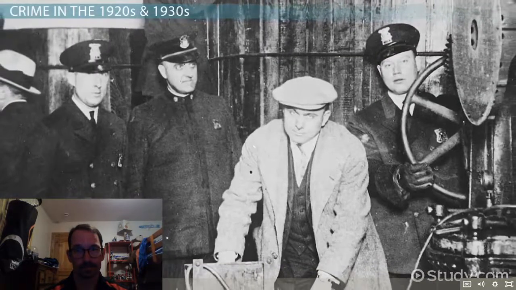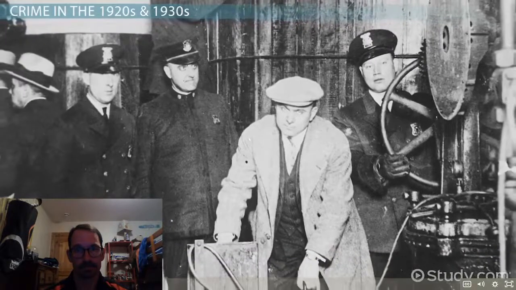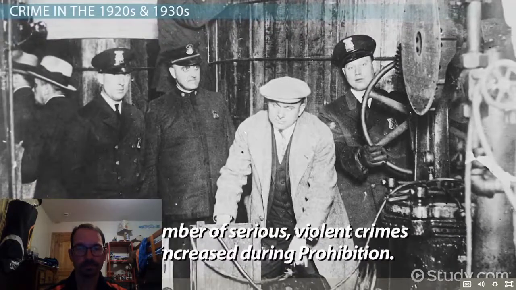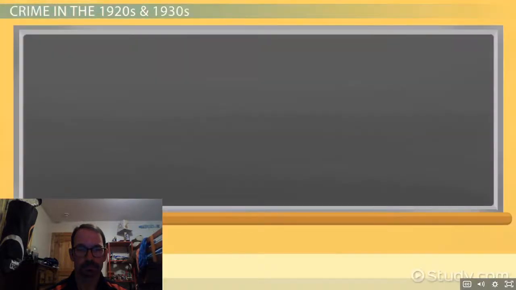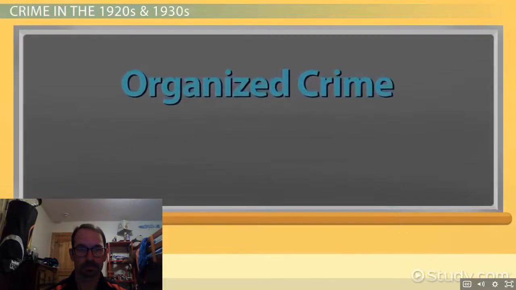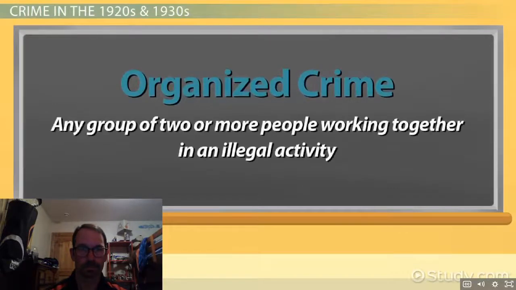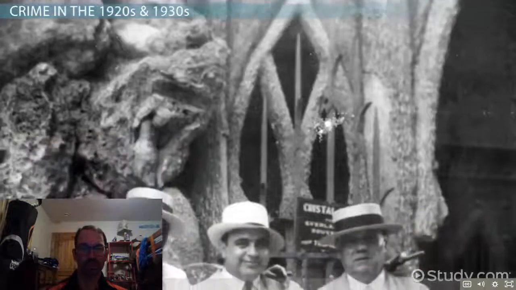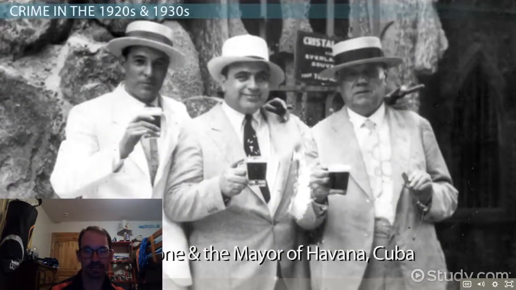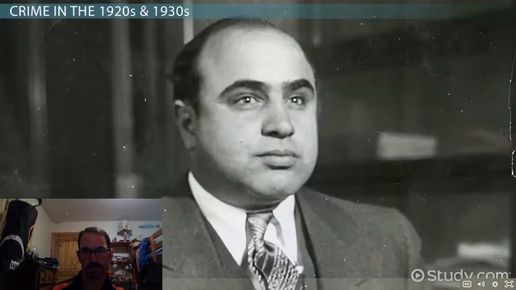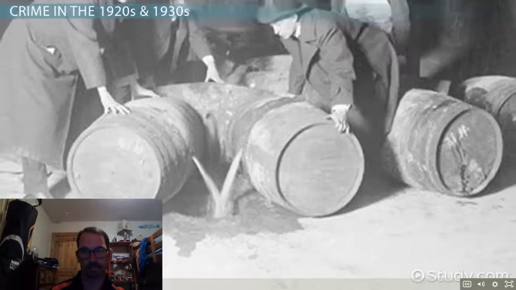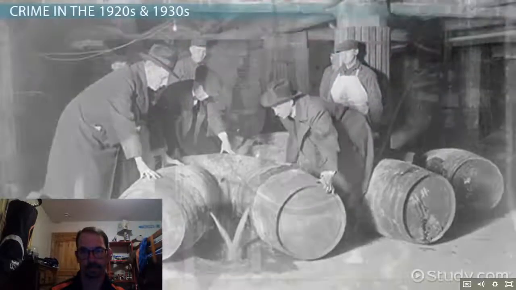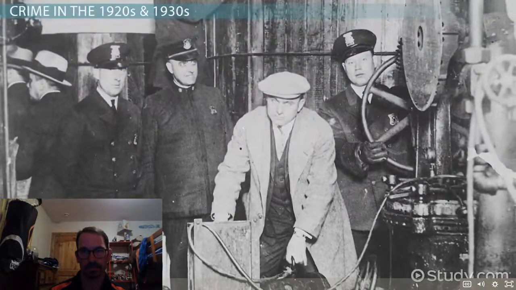You might expect a higher crime rate due to violations of the alcohol ban. However, the number of serious, violent crimes also increased during Prohibition. This is the period during which organized crime first flourished. Organized crime refers to any group of two or more people working together in an illegal activity. Organized crime existed before Prohibition, running illegal prostitution and gambling rings. During Prohibition, criminals organized in order to bootleg liquor. The organizations illegally manufactured, stored, transported, and sold alcohol.